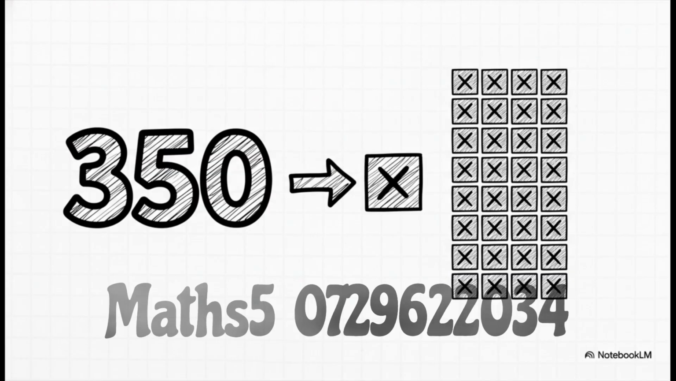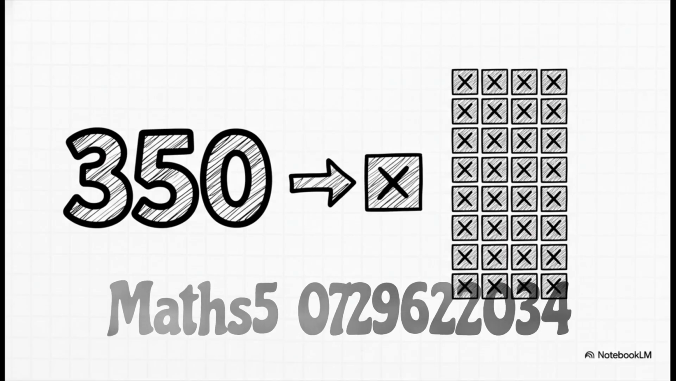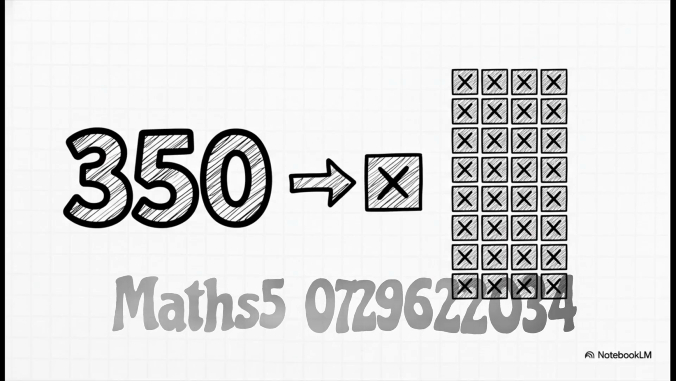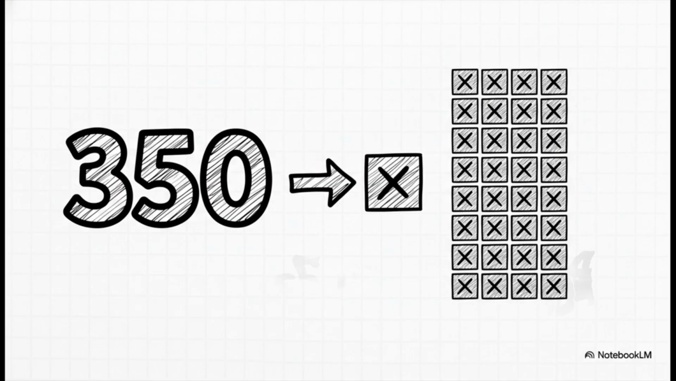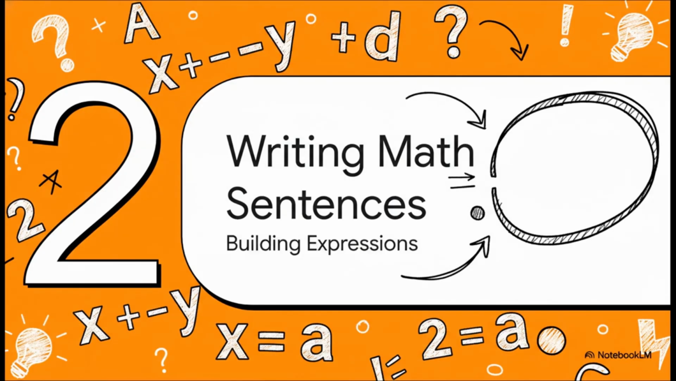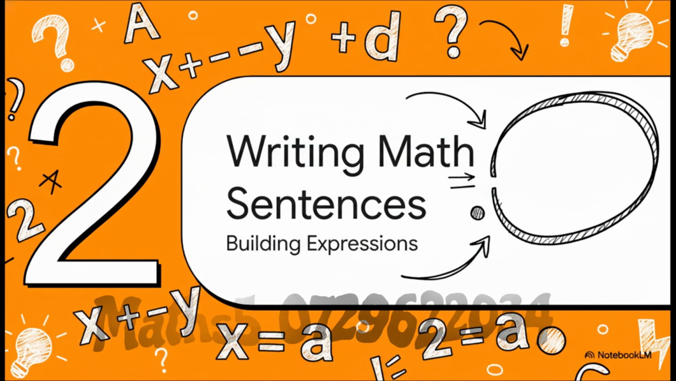And get this, in that term, 350X, the number part has its own special name. The 350 is called the coefficient. And all that fancy word means is how many of the variable you have. So in this case, we have 350 X's. Simple as that. Okay, quick recap. We've got our letters, the variables, and we've got our words, the terms. So you know what has to come next? It's time to start writing sentences.